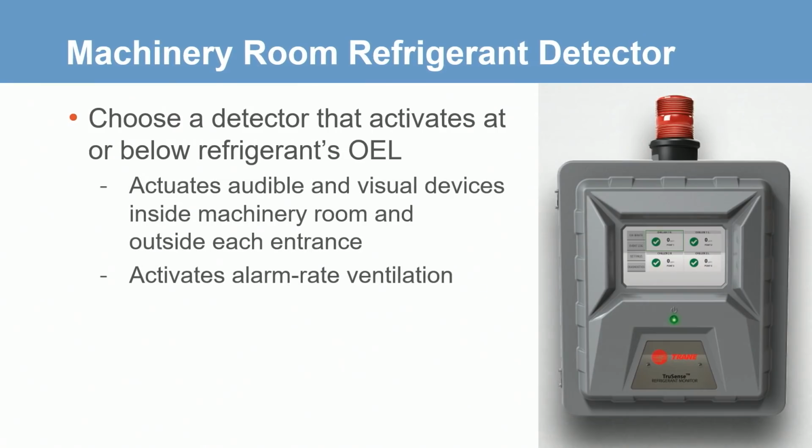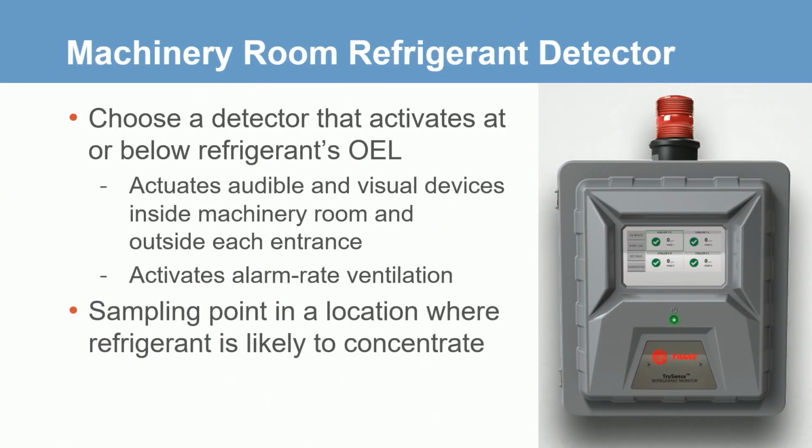This detector is used to both actuate an alarm and start the alarm rate ventilation. The alarm must use both audible and visual indicators located inside the machinery room and outside each entrance. And the sampling point must be in a location where refrigerant is likely to concentrate. Now, most commonly used refrigerants are heavier than air, so oftentimes the sampling point is positioned near the floor, below the breathing zone of the occupants.